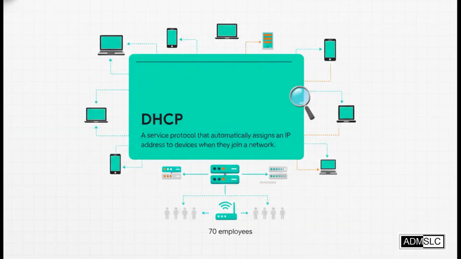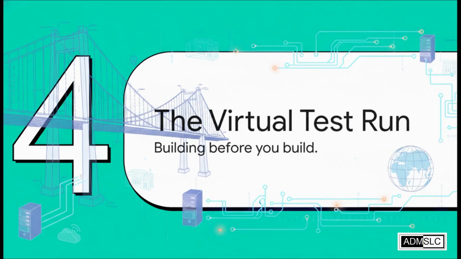And this one is a real lifesaver for anyone managing a network. Think about when you walk into a coffee shop and connect to their Wi-Fi. You don't have to ask the barista for a special IP address to type in, right? It just works. That's DHCP doing its job behind the scenes. And for Medinet, with 70 employees and who knows how many devices, this isn't just a nice to have, it's absolutely essential.